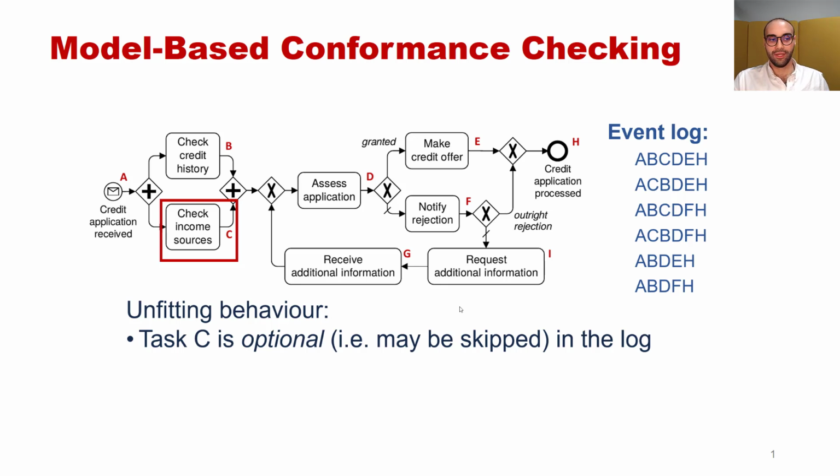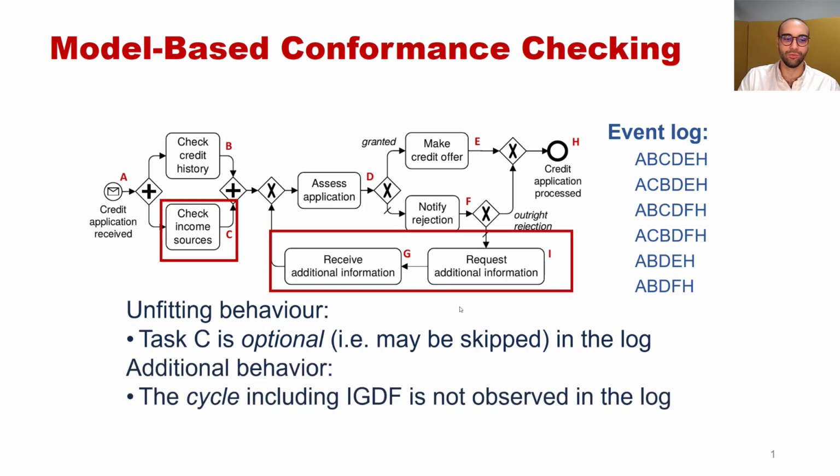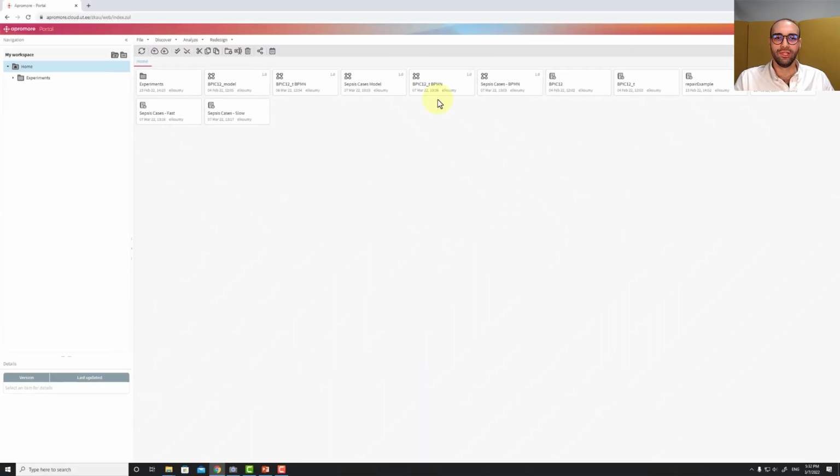So here we have the activity C is optional. This is the behavior that was already executed in the event log, and the two activities that have not been observed inside the event log. So let's take an event log and compare it against the model.